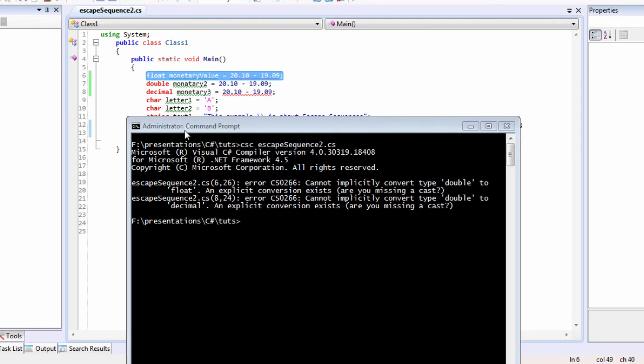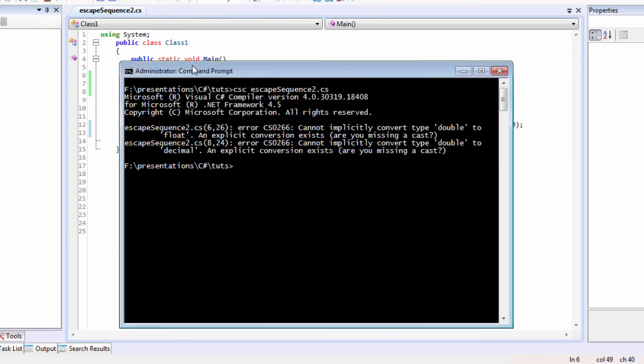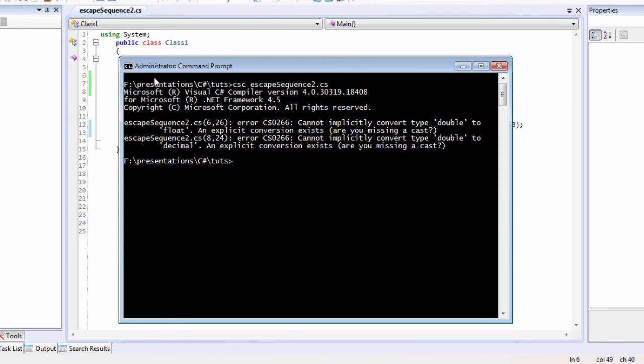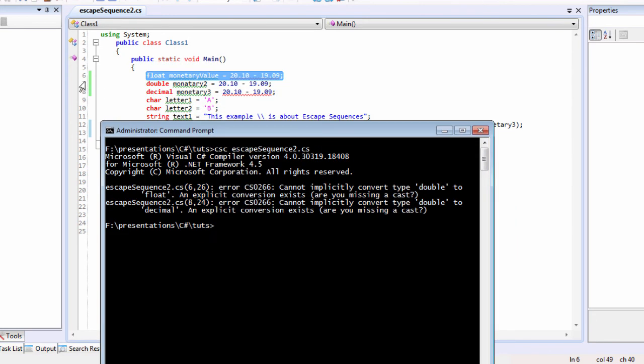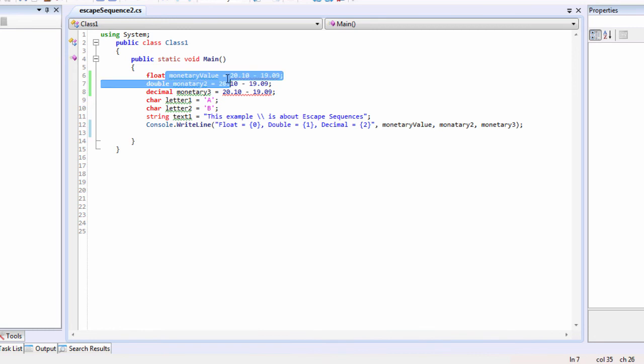So the output that we are looking into is showing us that we have an error on line 6 and on line 8. So it's basically telling us that we have a problem with our float variable, and we also have a problem with our decimal variable. Now you can actually see that my editor is underlining the values with a red line. So the problem in here actually leads us to a new topic.